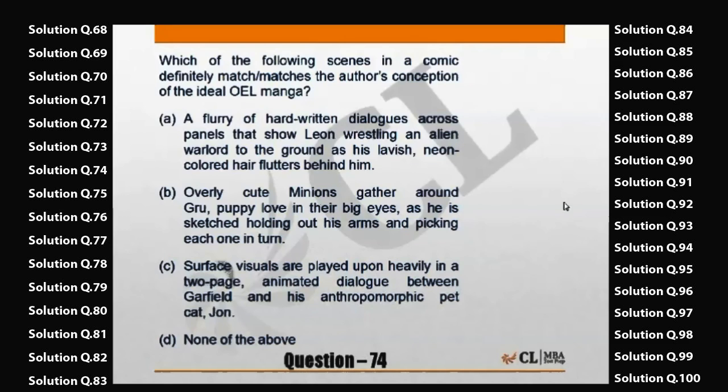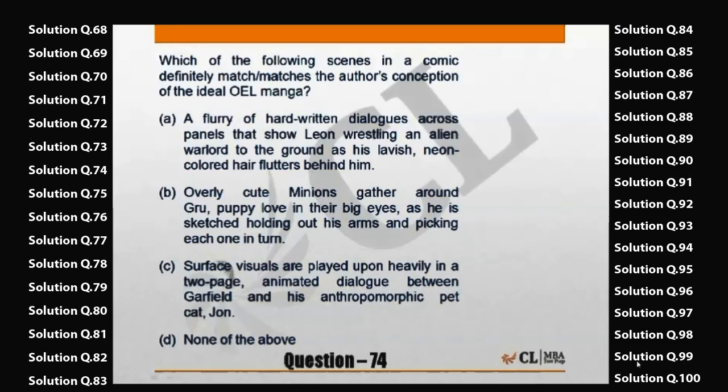in mentioning certain things which have been mentioned in the passage as the characteristics of OEL manga. For instance, a flurry of hard-written dialogues, or characters with big eyes, or surface visuals played heavily in the 2-page dialogue, or whatever else has been mentioned in the passage. But then, what you had to figure out here was that none of these is the correct answer. None of these matches the author's conception of the ideal OEL manga.